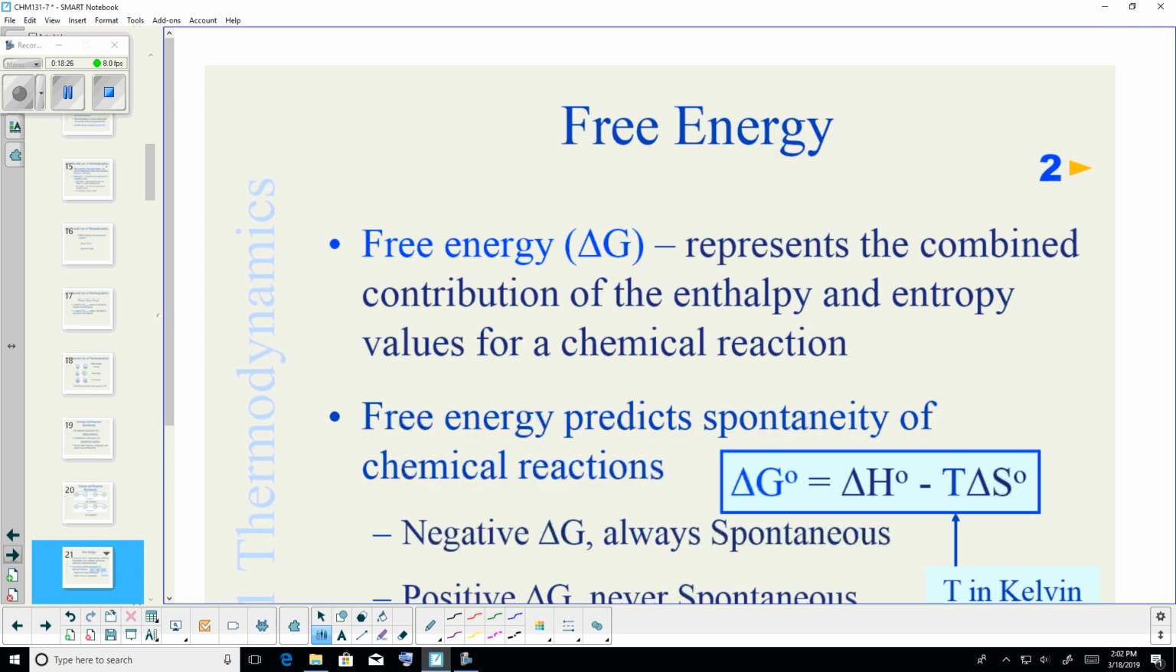We need another term, free energy, delta G, because it used to stand for Gibbs free energy. That's where the G came from. It represents the combined contribution of enthalpy and entropy values for a chemical reaction. So free energy predicts if the reaction is going to be spontaneous. Delta G, and you see that delta G° equals delta H° minus T delta S°, where T is the temperature in Kelvin.